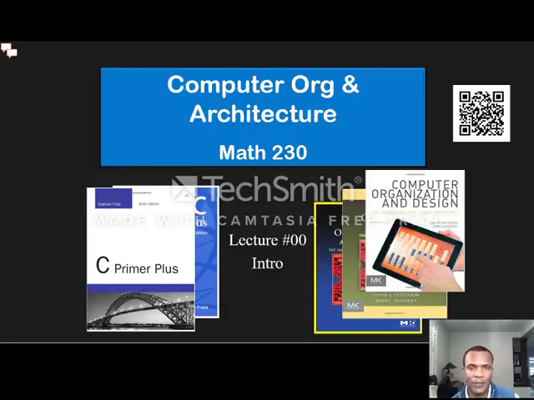The 20-second overview is this right here. So historically, this class was taught as an assembly language class, and when I first started teaching this class, it was an assembly language, and it would be 17 and a half weeks or so of pure assembly language.